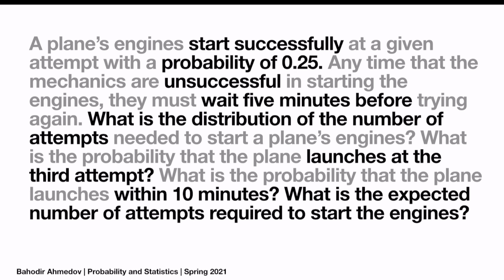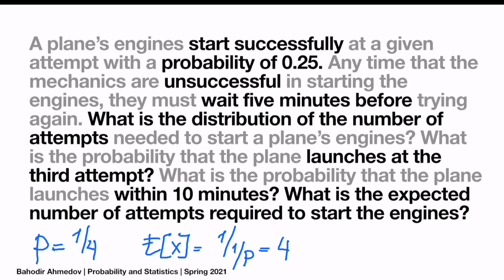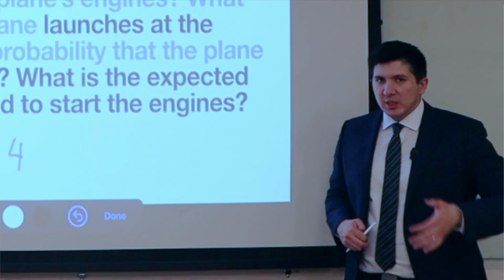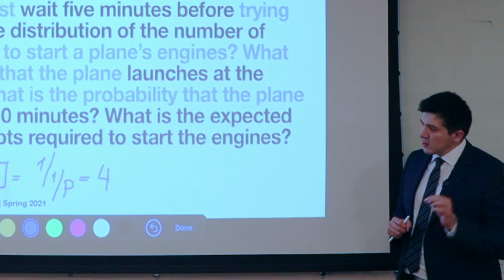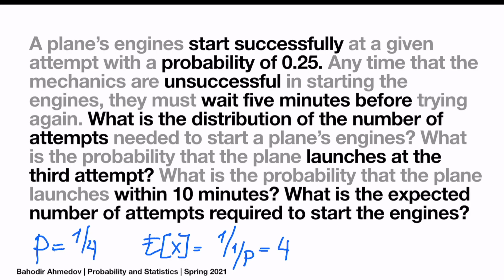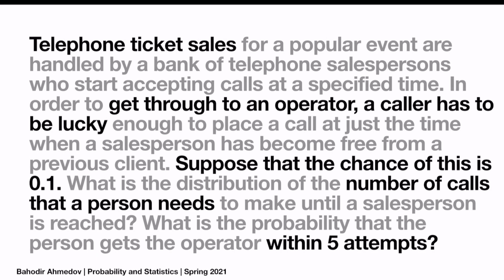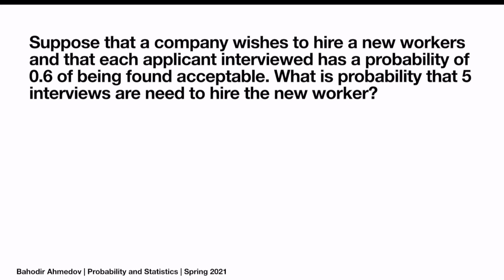So I'm just going to use the formula. So the P, the probability of having a success in a single trial, is 1 over 4. Then the expected value of X is going to be equal to 1 divided by P, which is equal to 4, right? It means that on average, I need to try 4 times in order to get the engine of this plane to be launched. Okay, so this is what E of X means. We will do one more exercise.